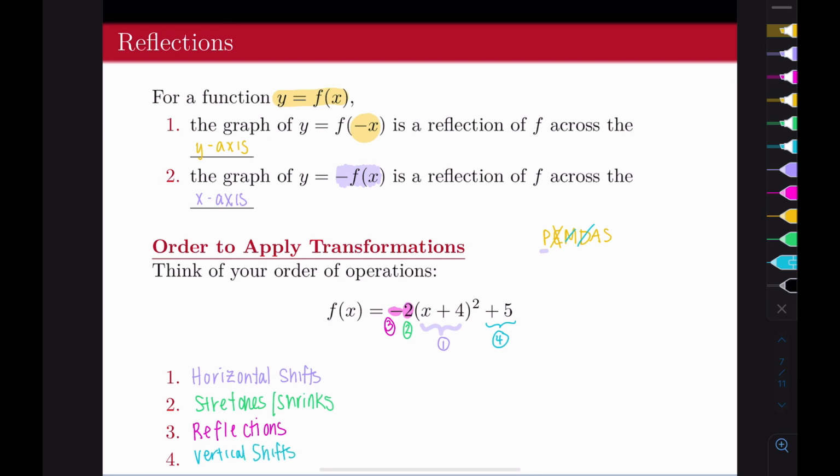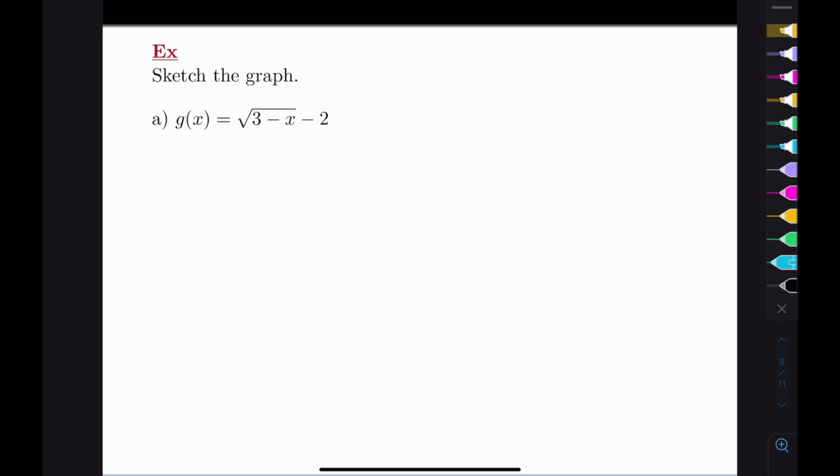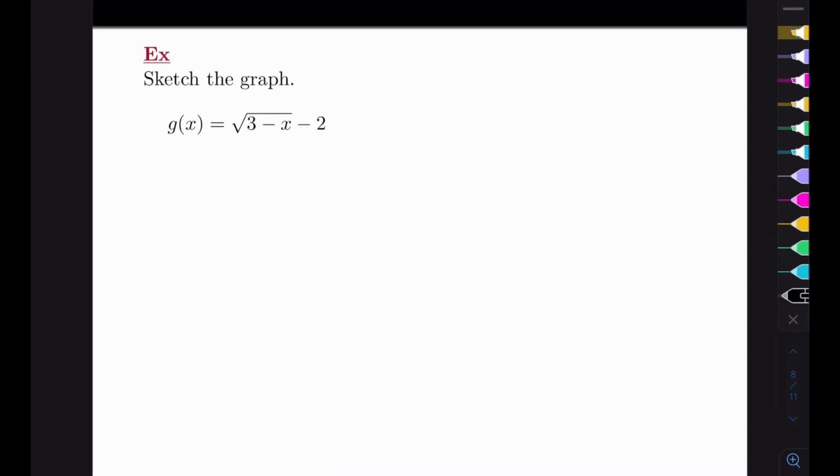Okay. So again, as long as you start with horizontal and end with vertical, the stuff in the middle doesn't really matter, but you do have to always do horizontal shifts first. If you don't do this, you're going to get the wrong graph. So let's try an example. I'm just going to do one example in this video, but I will post a supplemental one that I've just found on YouTube that's really good for you to go through.